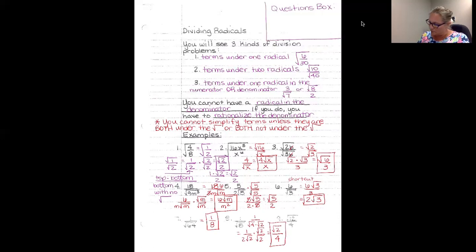And number 9, the square root of 12 is the square root of 4 times the square root of 3, which is 2 square roots of 3 over 4. The 2 and the 4 reduce, and you end up with the square root of 3 over 2.